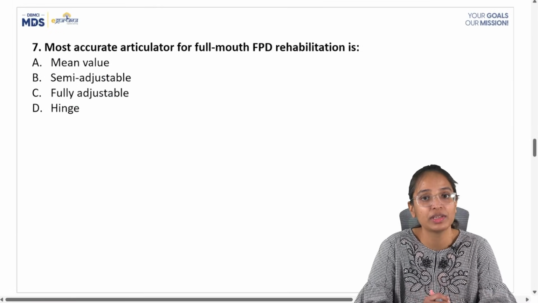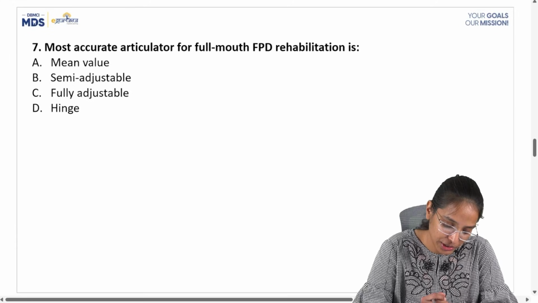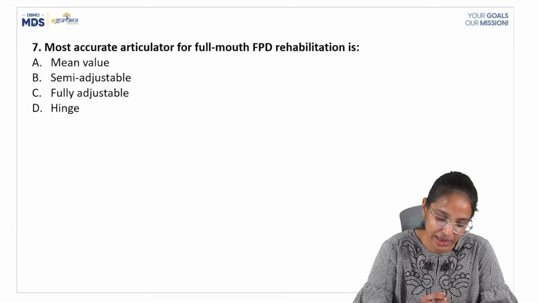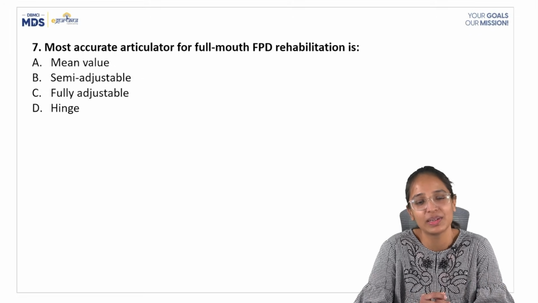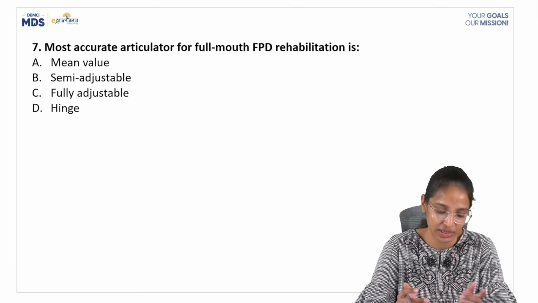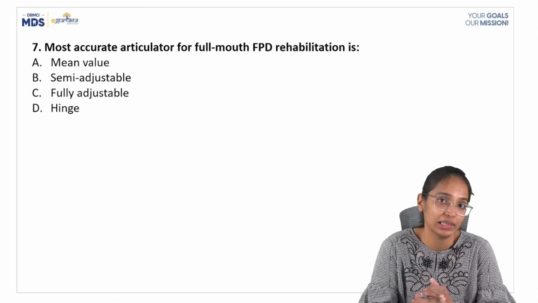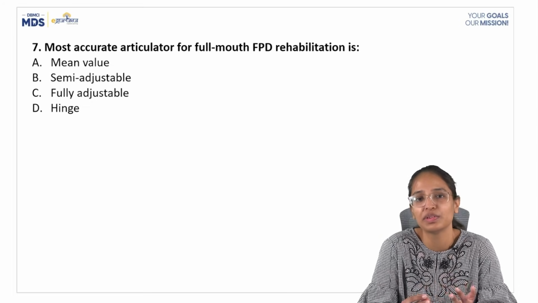Now question number 7. Most accurate articulator for full mouth FPD rehabilitation is. Now again here the same thing that we have discussed earlier. When it says most accurate, can you do it on a semi-adjustable? Yes. Can you do it on a fully adjustable? Which one will be most accurate?